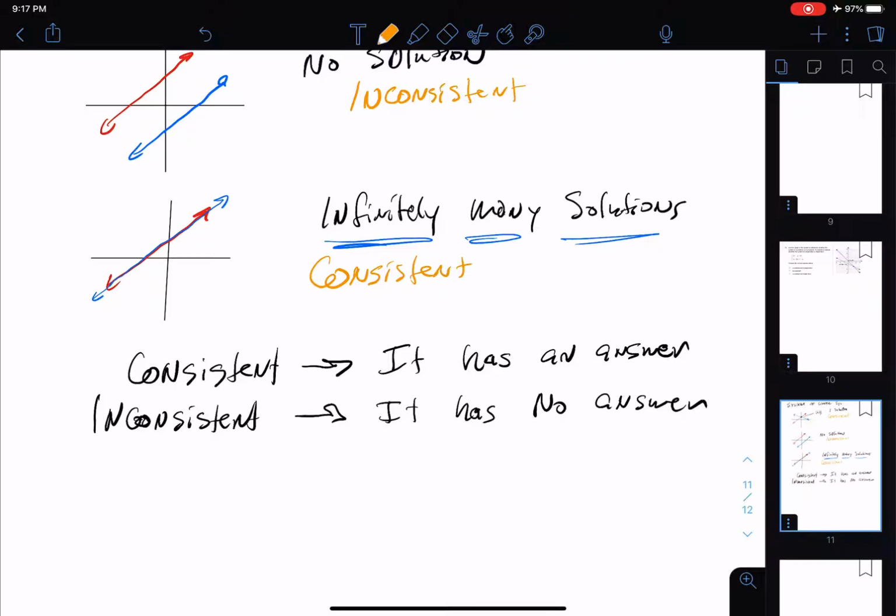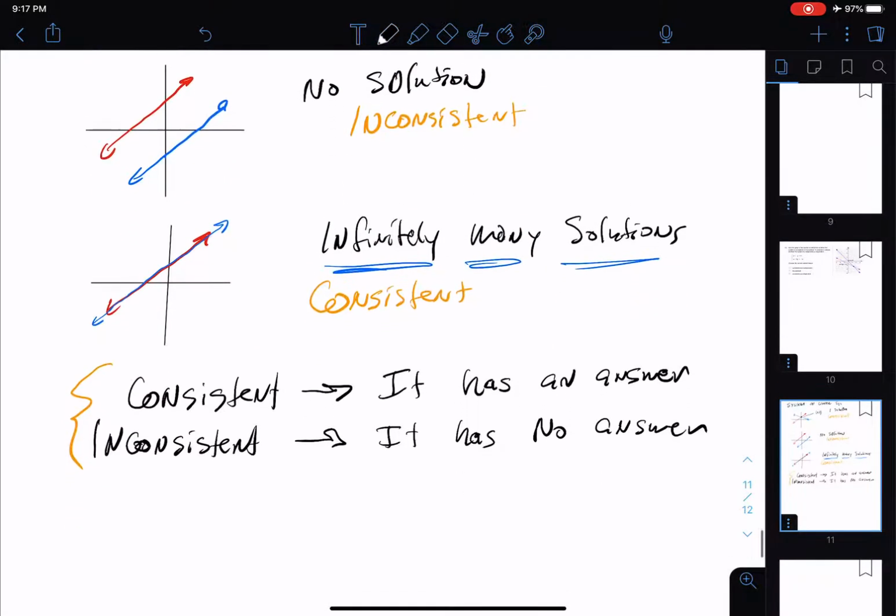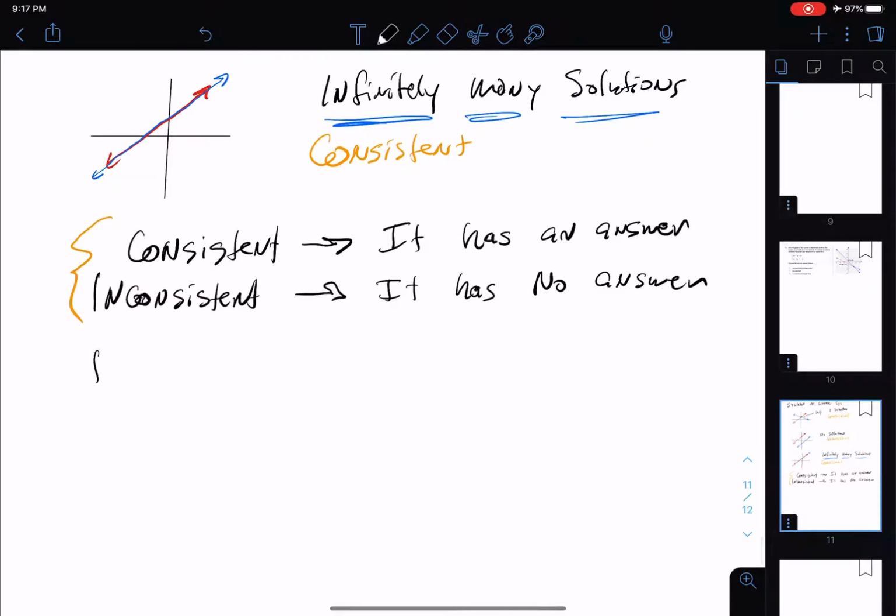Now, the next word that's used to describe the system is dependent or independent. So dependent in English would just mean that the two lines or the two equations are the same thing.